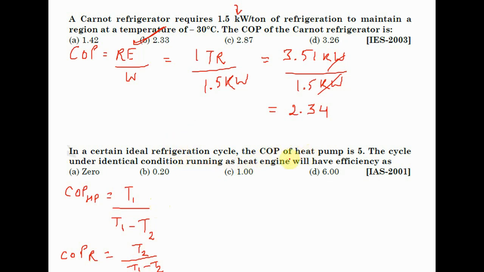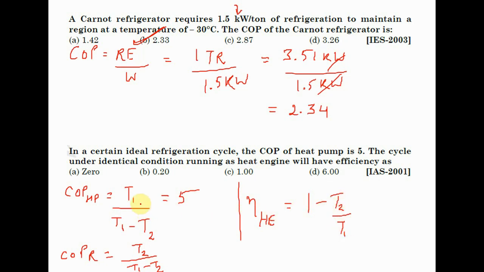It is saying in the question that the COP of a heat pump is 5, so you can equate this value equal to 5. What we have to find is the efficiency of the cycle running as a heat engine under identical conditions. We know the efficiency of a reversible heat engine is 1 minus T2 by T1. This is the efficiency formula. So all we need is the T2 by T1 value.